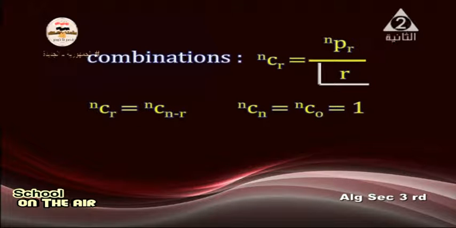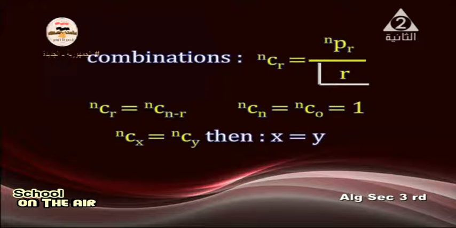Remember, my dear students, this rule is very important. nCn equals nC0 equals 1. When nCx equals nCy, we deduce that x equals y or x plus y equals n. If we have 10C2 equals 10Cx, then x equals 2 or x plus 2 equals 10.